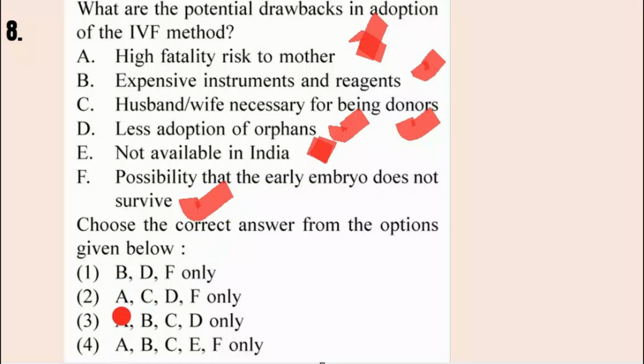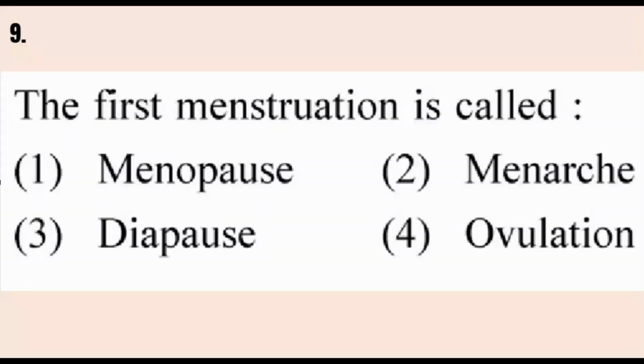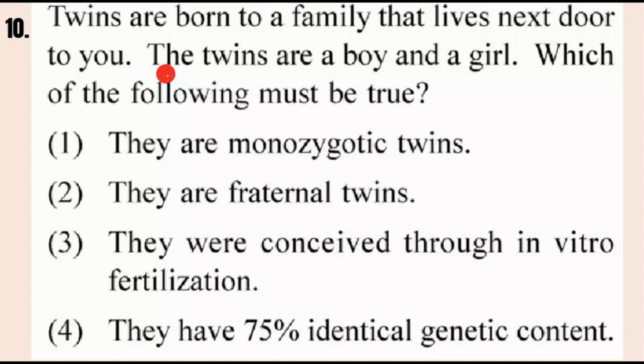See the options. In all the options except option 1, A is present. A is high fatality risk to mother, which is wrong. So the answer will be obviously option 1. Question number 9. The first menstruation is called option 1 menopause, option 2 menarche, option 3 diapause, option 4 ovulation. The answer is menarche.